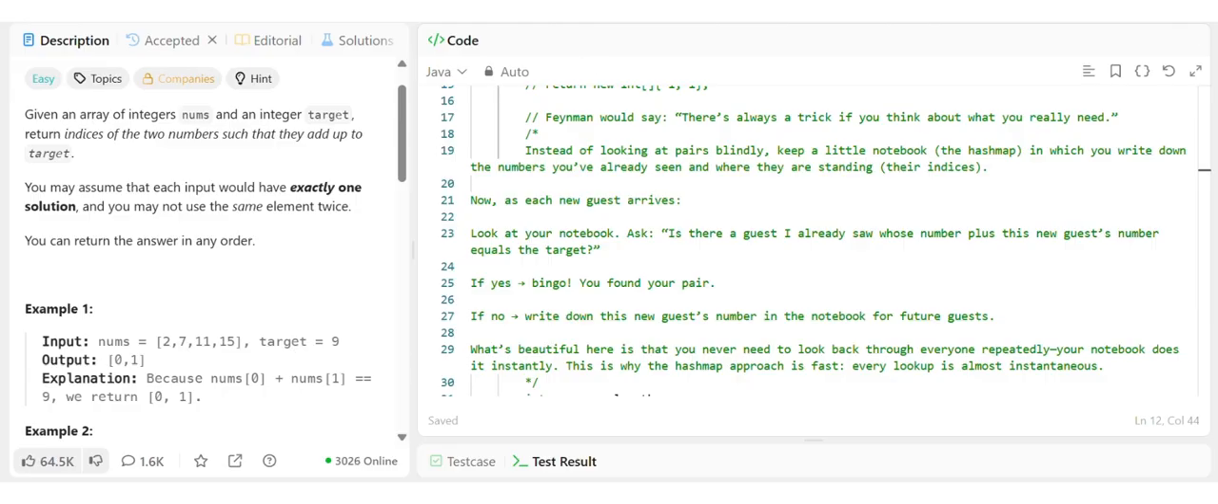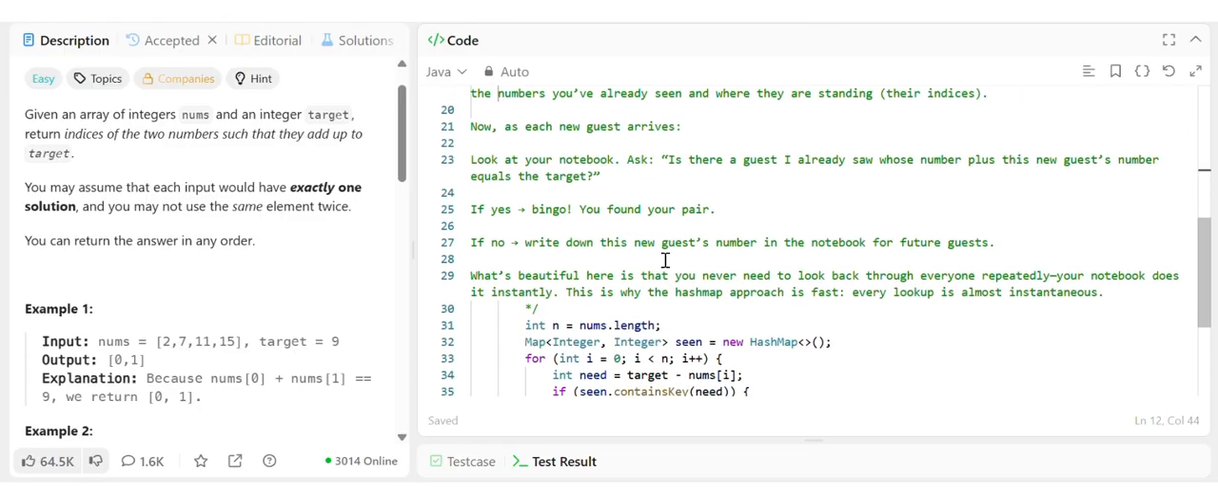Is there a guest which I have already seen, that is the first guest, whose number, if I add to this new guest, adds up to the target? If so, you return the index value of the current guest that you are meeting and the guest whom you have already met, whose index value you have written in the notebook. If no, write down this guest's number in the notebook for future guests.